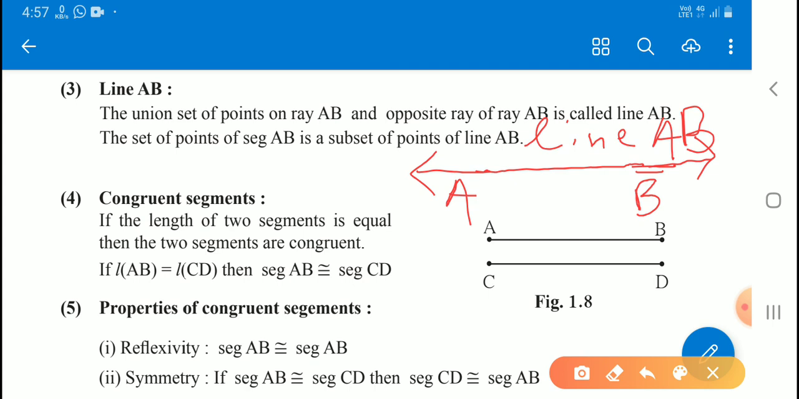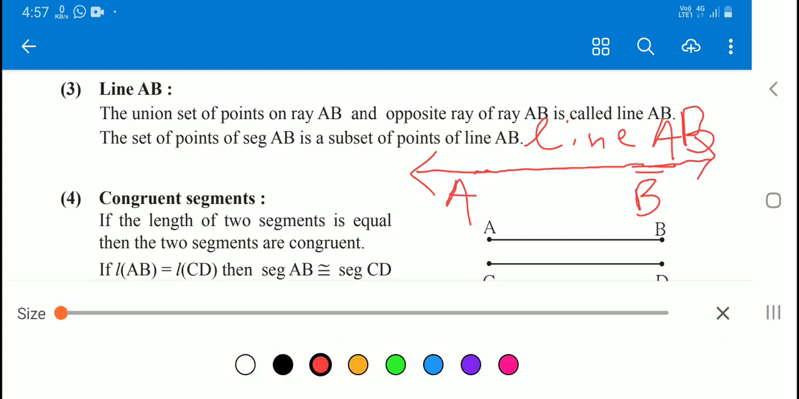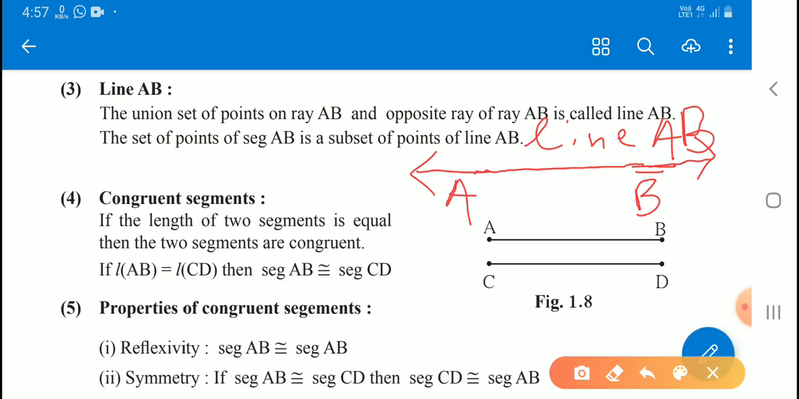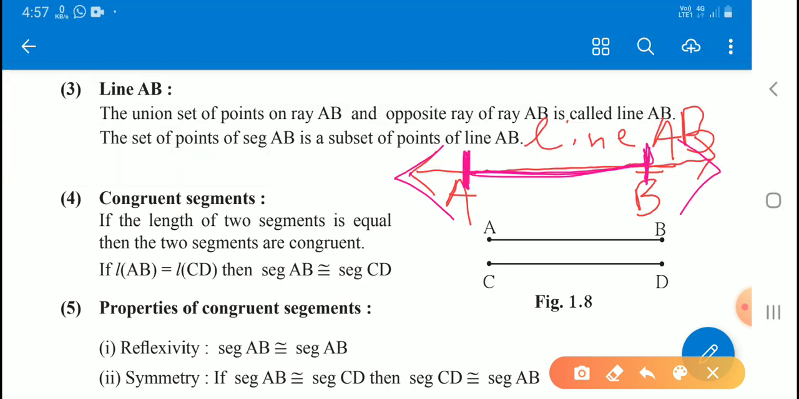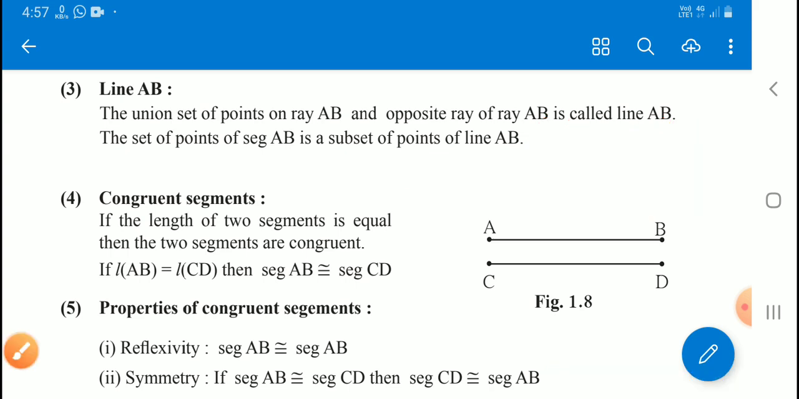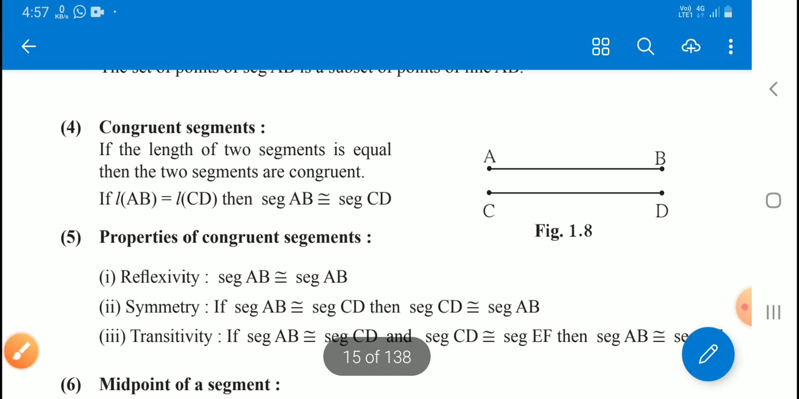This means the segment we are considering is in between these two points, so all the points in between come in the segment. So they have given here that this segment is a part of this line AB. Okay. Now next is congruent segments.